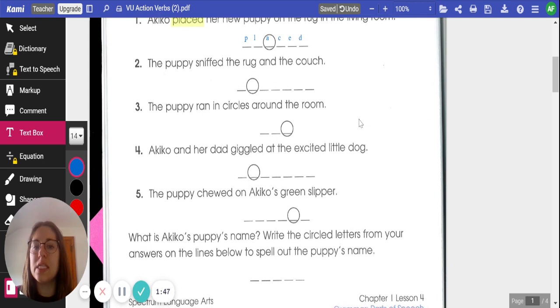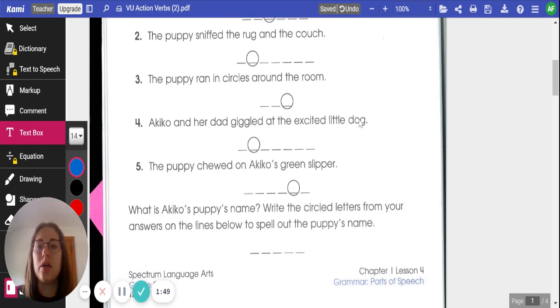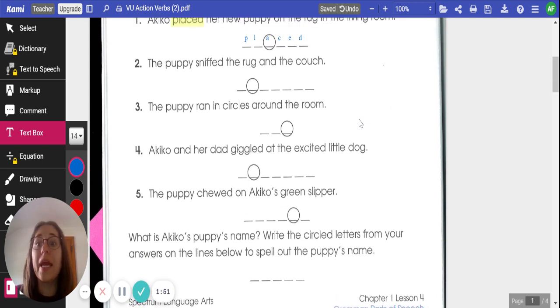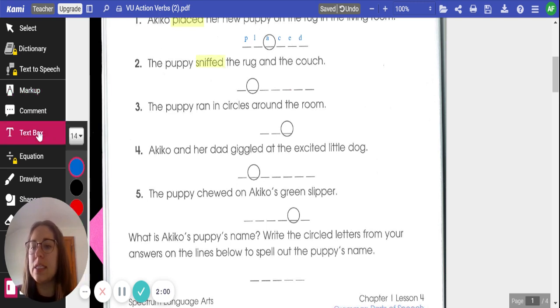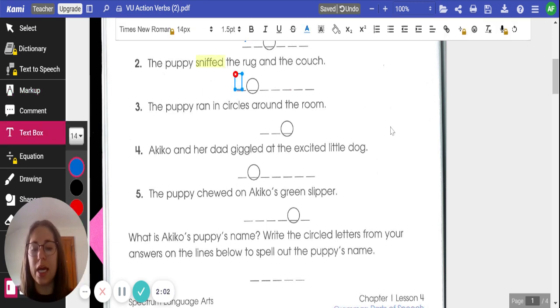Number 2, the puppy sniffed the rug and the couch. Who is the sentence about? Right, it's about the puppy. And what did the puppy do? He sniffed. Let's go ahead and highlight that, our action verb. And underneath number 2, we're going to type sniffed. Please make sure you are writing it. S-N-I-F-F-E-D, sniffed.